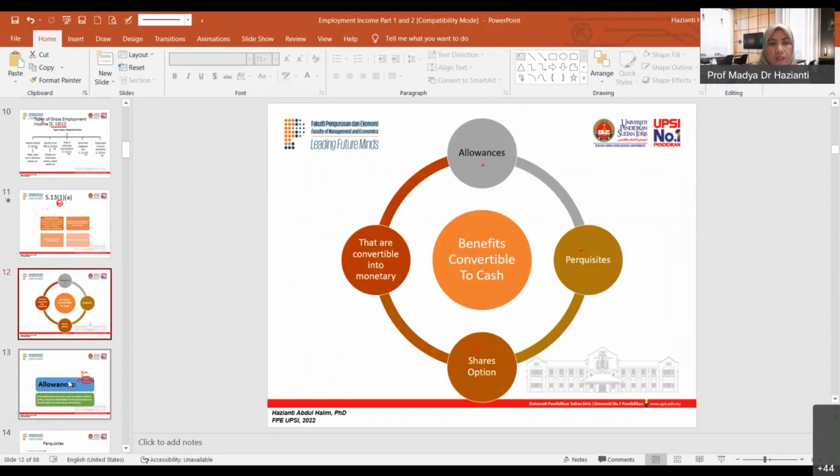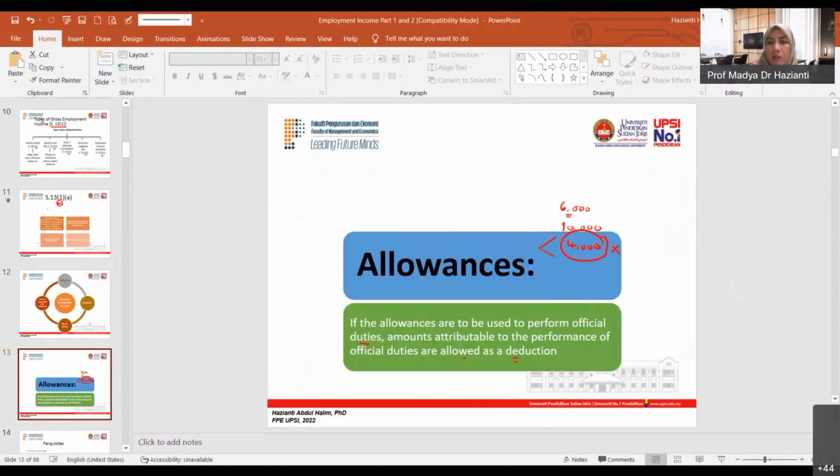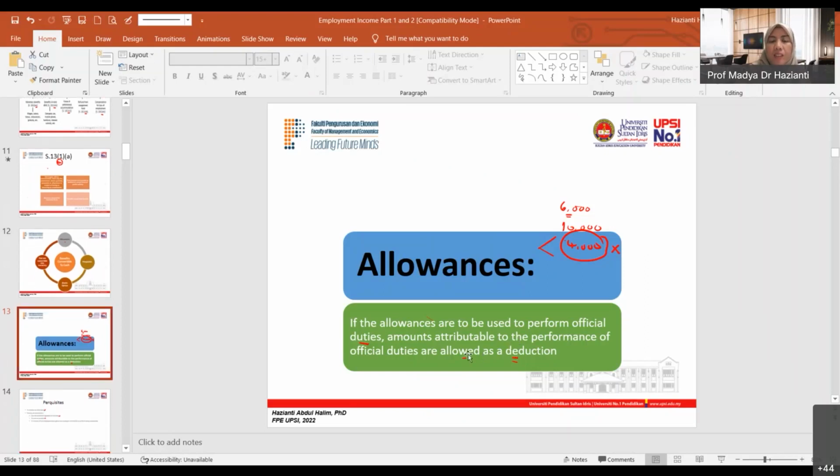Okay, cash allowances ni. If the allowance is to be used to perform official duties, amount attributable to the performance of official duties are allowed as deduction. So tadi kita buat travelling kan, travelling dia ada 6,000 daripada rumah pergi office, itu bukan, walaupun kita kata official duty dia pergi kerja tapi tak boleh lah. Kalau dia entertain klien, kalau dia pergi jumpa klien, dia pergi meeting ke macam tadi for business purpose, then kita boleh tolak as deduction.